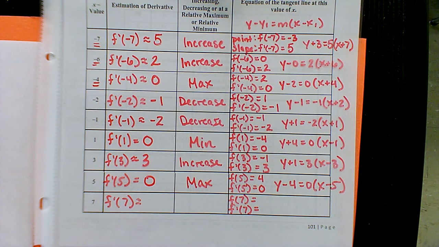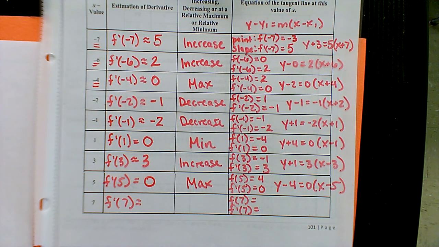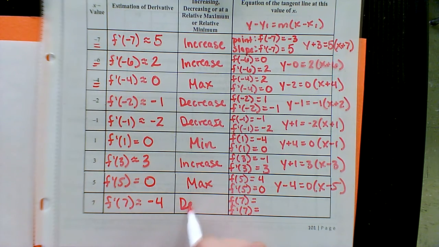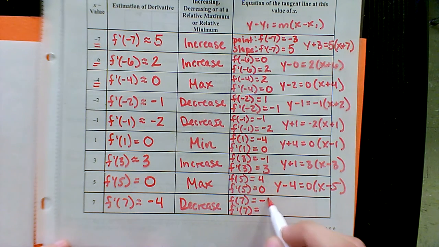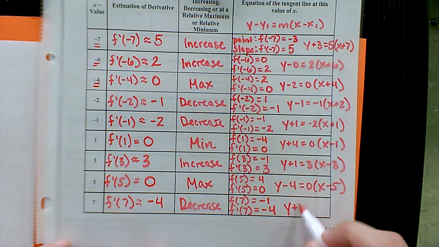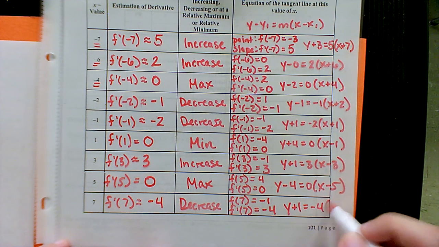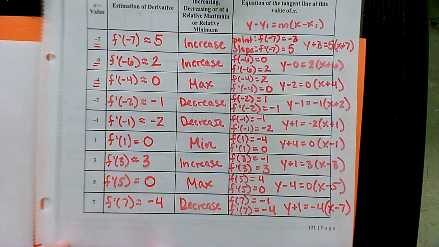All right, last one. Taker for 7. What was your slope roughly? I know it's an estimation, so maybe not everyone has the same. What'd you get? Yeah. -4. Okay. Decreasing. Point is after 7 and is -1. Yep. So we went over -4, and the equation is y plus 1 equals -4 times x minus 7.